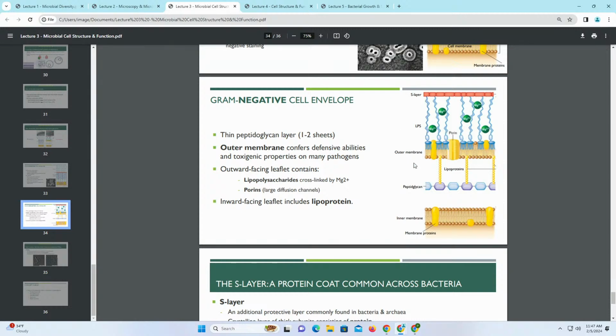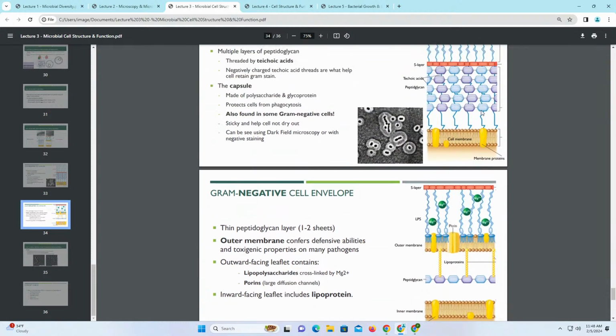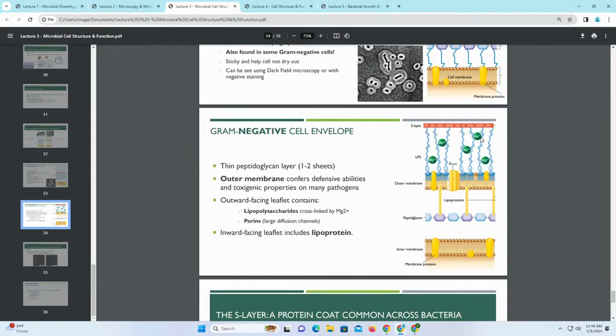The key here is that in gram negative cells, we have a thin peptidoglycan layer, but because it's so thin, it's sandwiched in between two membranes. In the gram positives, you have the cell membrane, but in the gram negatives, you have the cell membrane as well. It's called the inner membrane because there's an outer membrane. Because there aren't all those different layers of peptidoglycan to connect it, there are lipoproteins, combinations of little proteins, that help it adhere to the outer membrane.